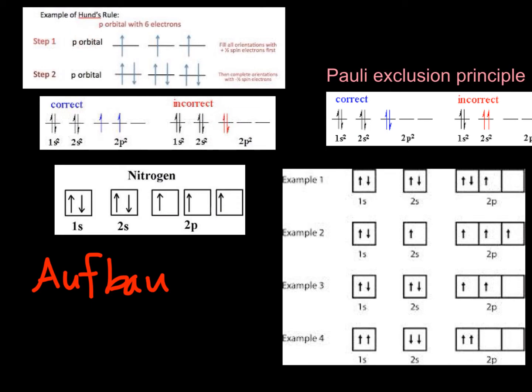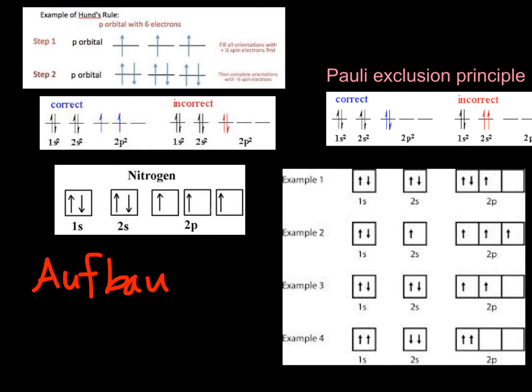Pauli says that when they do have to double up, they will go in opposite directions. Okay? So by the way, this little picture here is correct for Pauli. It's wrong for Hund, right? And I'm going to go through several examples of each one, how each one applies. You need to know all 3 of these, how they apply, and be able to recognize them.